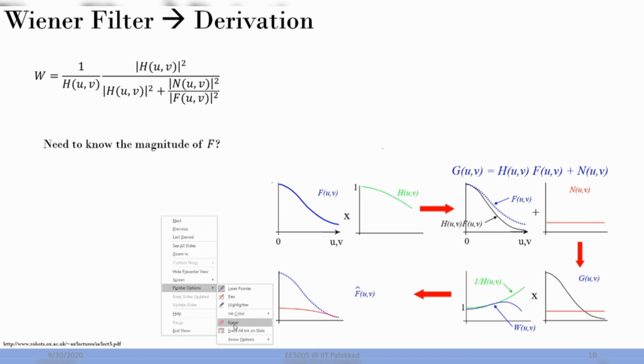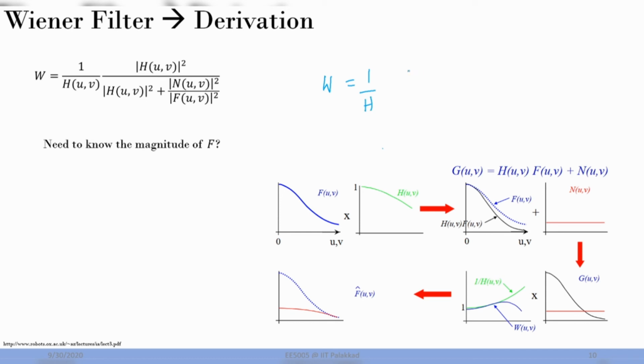Now if you observe this particular equation carefully, let me put it in simpler terms again for you. W is 1 by H, which is your inverse filter, multiplied by this particular factor, plus N by F square. Now what is this factor? You don't know about F, you don't know about N, you only know about H. If you observe carefully, what is this? Noise by image.